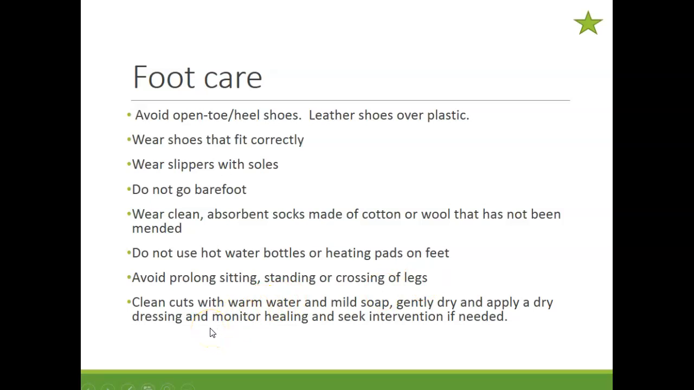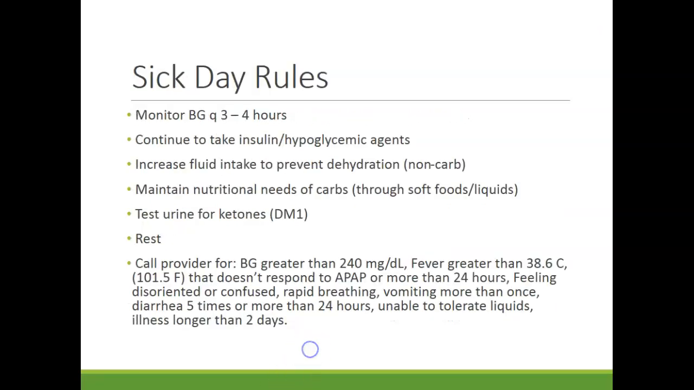Cuts need to be cleaned immediately with warm water and mild soap, gently patted dry, dressed, and watched for healing. If a patient does not start to see healing within about 24 hours, and redness and a warm feeling around a cut seem to occur, they need to call their provider right away.